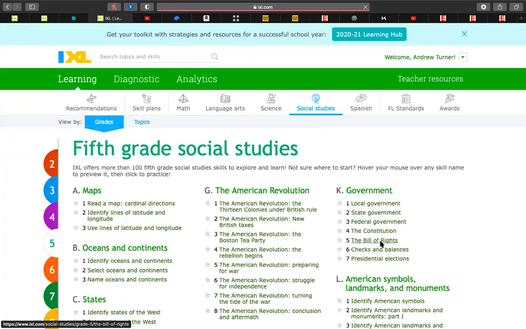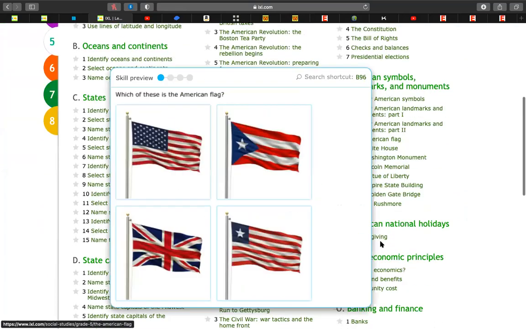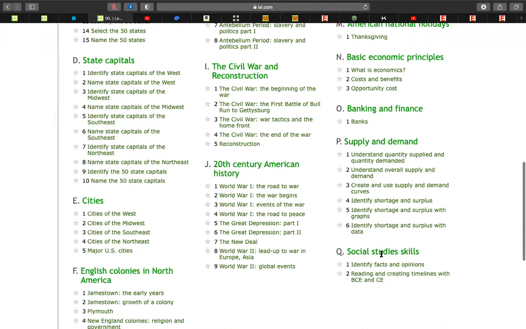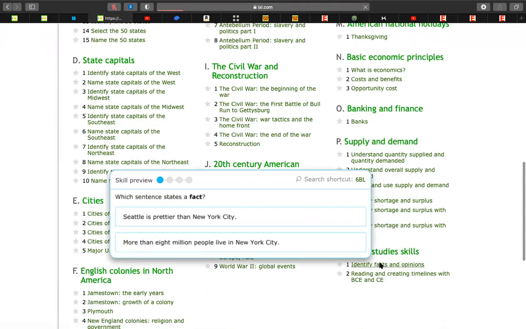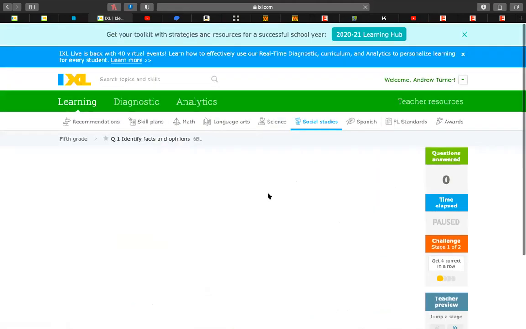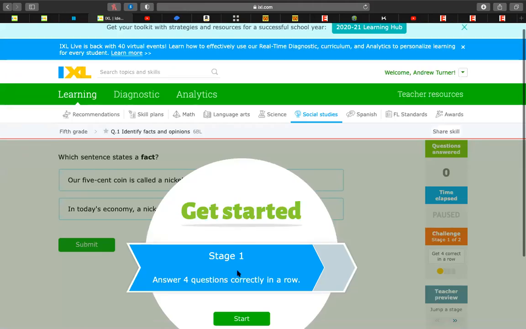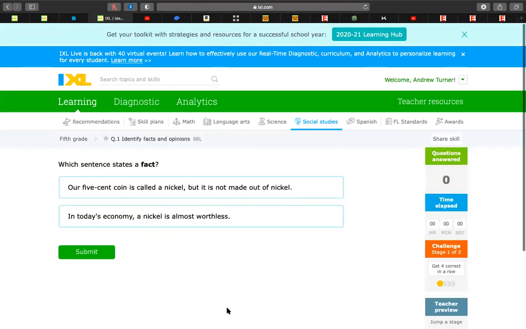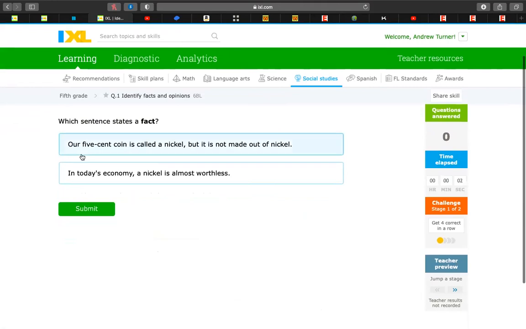All right, so we are looking for fact and opinion. All right, bingo, bango. This is social studies. All right, let's go through some of these. We're at the 5th grade level. I think we'll have a good time with this. All right, our 5-cent coin is called a nickel, but is not made out of nickel. What do you guys think? Fact or opinion on that?